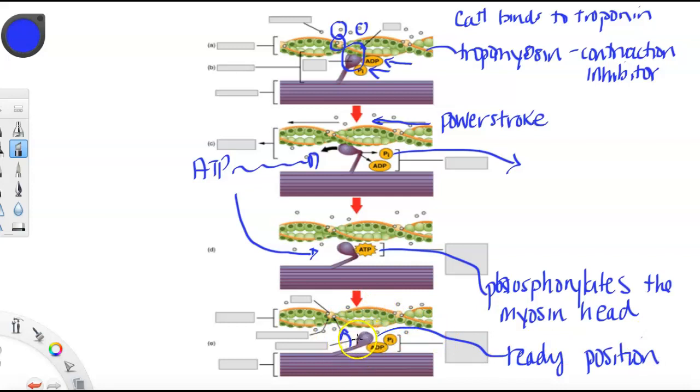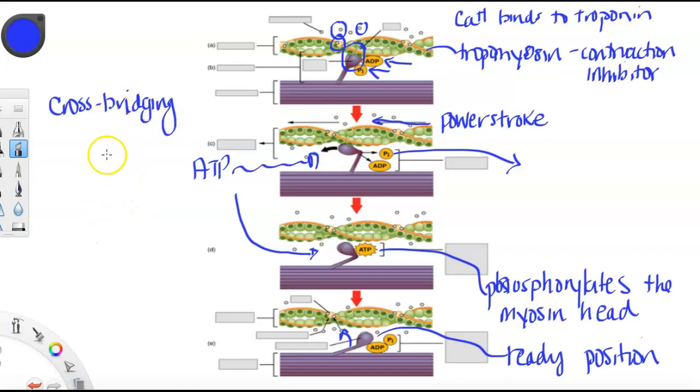It will do that until that binding site has been blocked. Okay, so that is called cross-bridging. And this is the actual muscle contraction. This is where the muscle is now shortening.